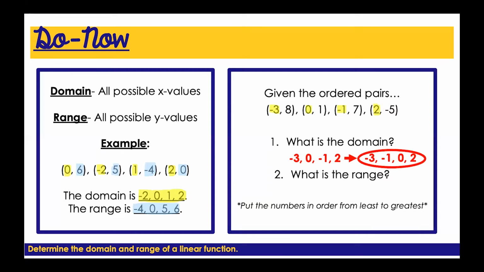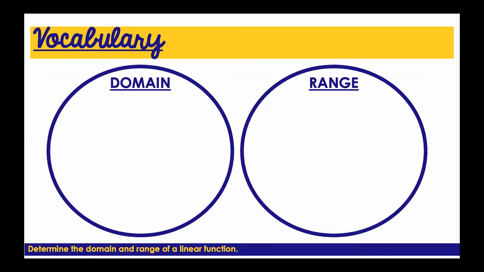Range is highlighted in blue. The values in my range are 8, 1, 7, -5. Put those in order from least to greatest, and your final answer is going to be -5, 1, 7, and 8. That is your range. This was a review from 8th grade. Let's move on to what we need to know for 9th grade Algebra 1.